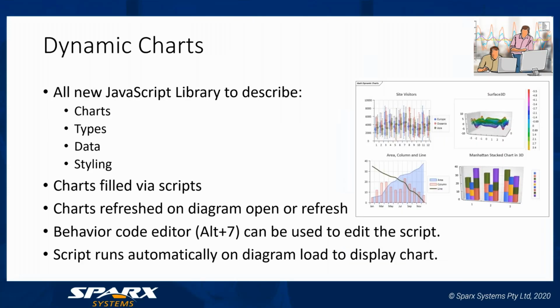Another thing we've added to help describe information or to visualize information in Enterprise Architect 15 is dynamic charts. So it's an all new JavaScript library to describe the charts, the types, the data that goes into them, and the styling. All these charts are filled via scripts. So you can get down and really create some very, very beautiful looking charts and graphs from that. The charts are refreshed whenever a diagram's opened up, so you'll always have the latest information there. And they can be edited using the behavior code editor, which is something new and improved that we've put into 15.2, and I'll go into detail with that just a little bit later on. You always could edit behavior code, but we've made it nicer. So scripts run automatically to refresh those diagrams on load.